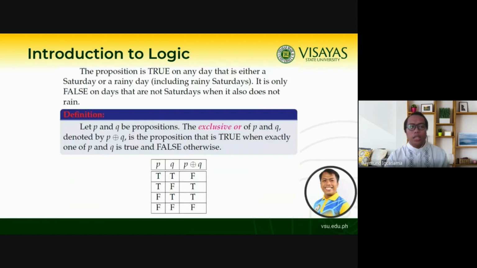Next one is the exclusive OR. The exclusive OR uses the symbol of a circle with a cross in the center. Let P and Q be propositions. The exclusive OR is true when exactly one of P and Q is true and false otherwise. Again, it is only true if exactly one is true, and you will see this symbol for the exclusive OR operation.